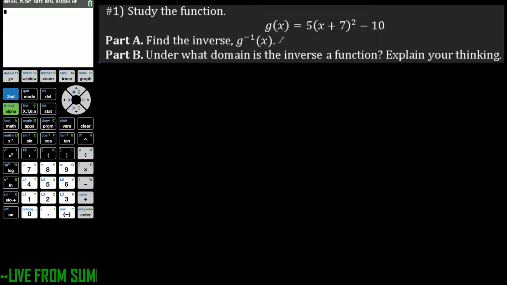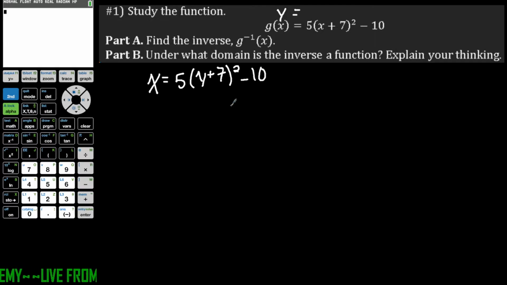So normally it looks like this. I have y equals. Anytime you have f of x or g of x or whatever, it's just talking about y. So I'm going to switch these around. So I'm going to rewrite my equation like this. I have x equals, and I have 5 times y plus 7 squared minus 10. So step 1, switch those two around.